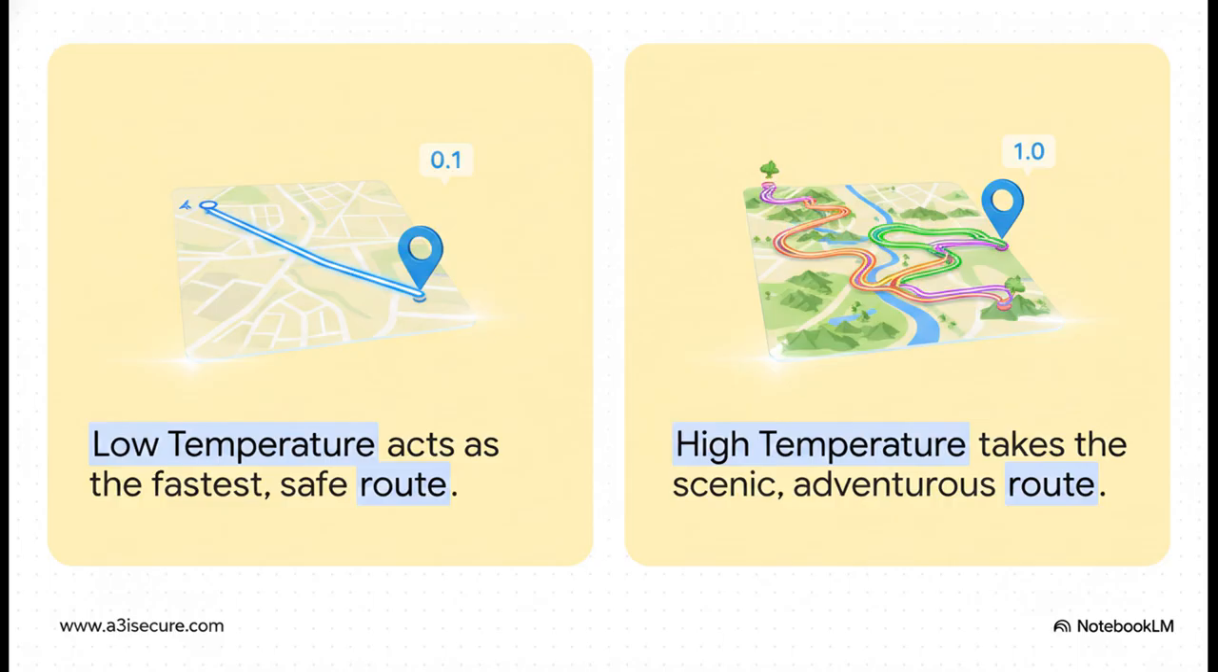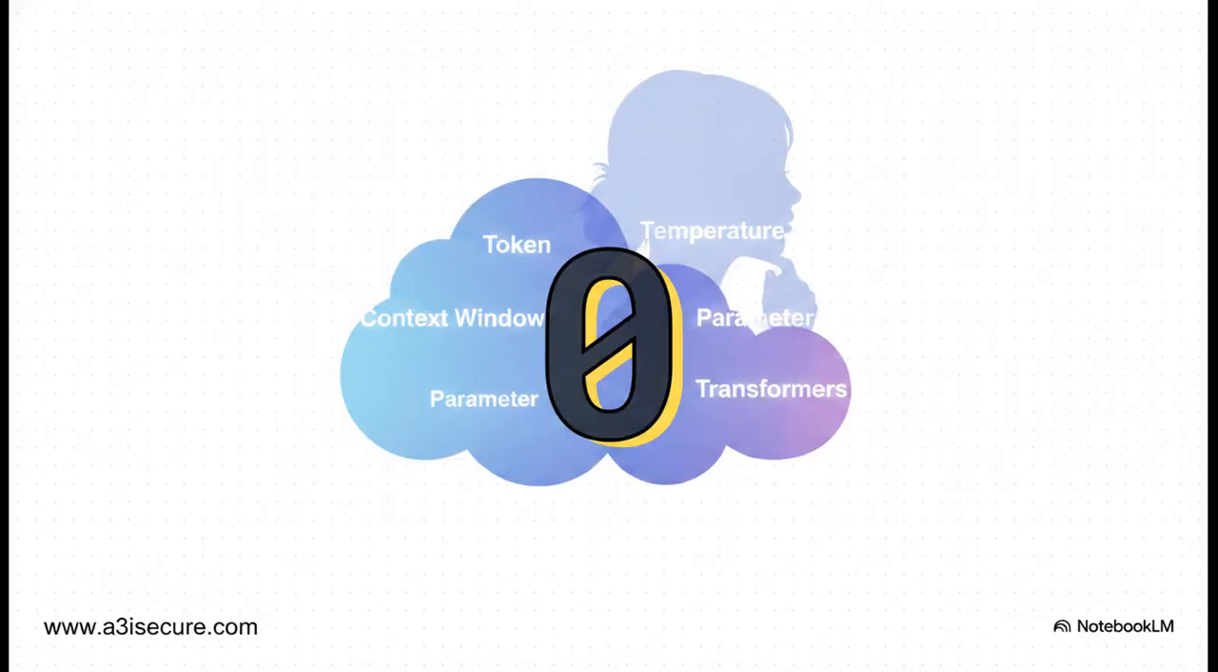A low temperature setting, like 0.1, is like setting your GPS to the fastest route. The AI is going to play it super safe and give you the most predictable, well-traveled, direct answer possible. But if you crank that temperature up to a high setting, like 1.0, it's like picking the scenic, adventurous route. The AI might take you down a winding back road of logic, which leads to highly creative, unexpected, and sometimes pretty wild paths.